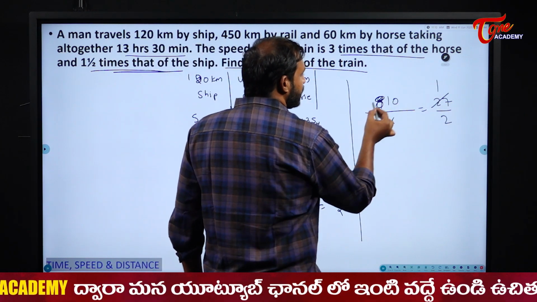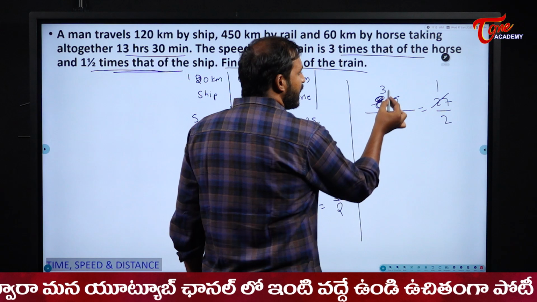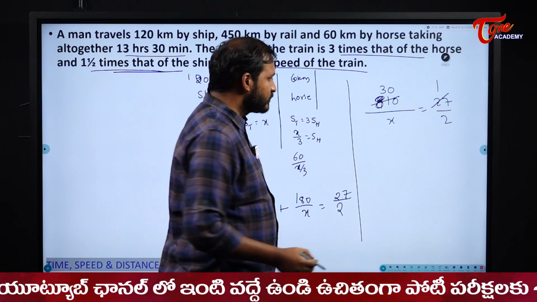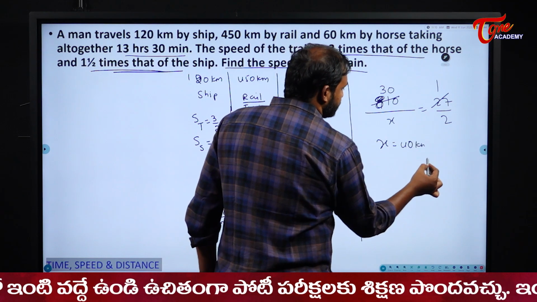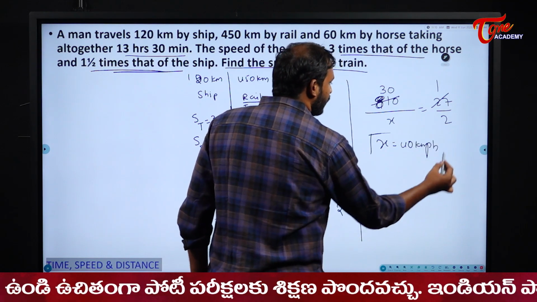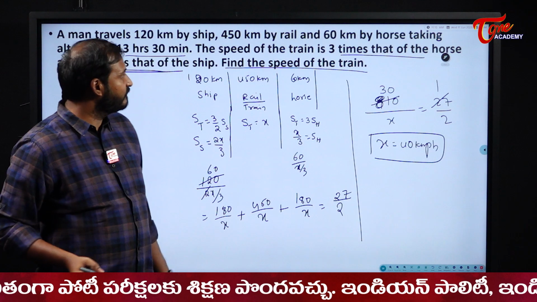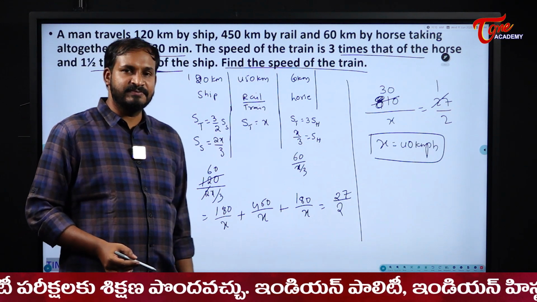27 times 3 is 81 and 0. So what happens to x for me here? x is 40 kmph. x is nothing but the speed of the train.